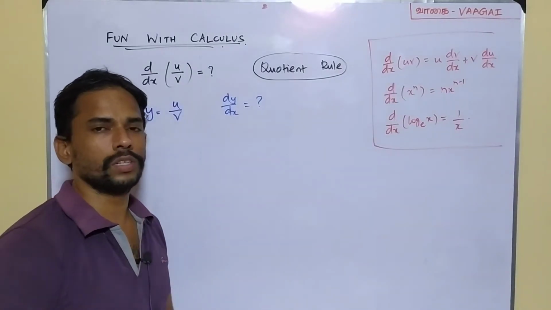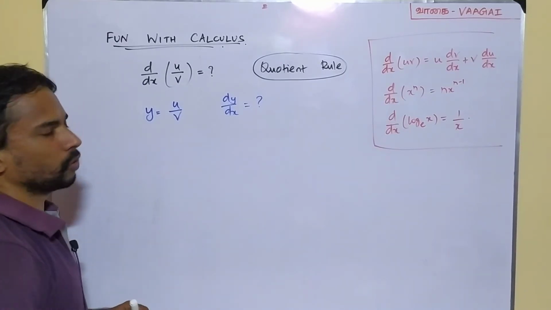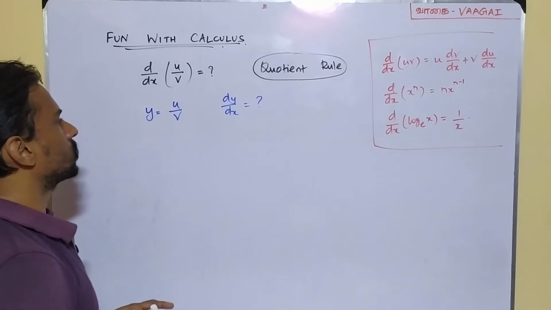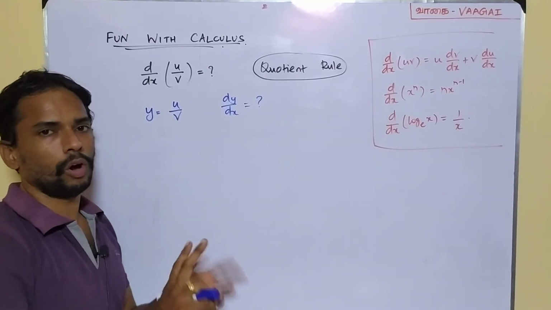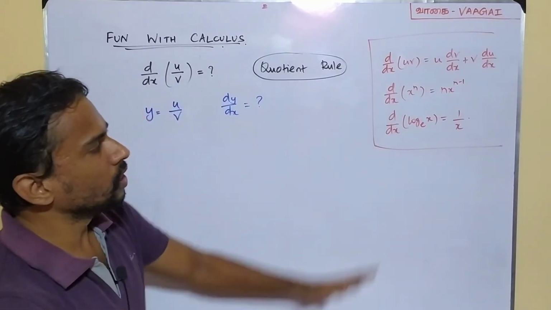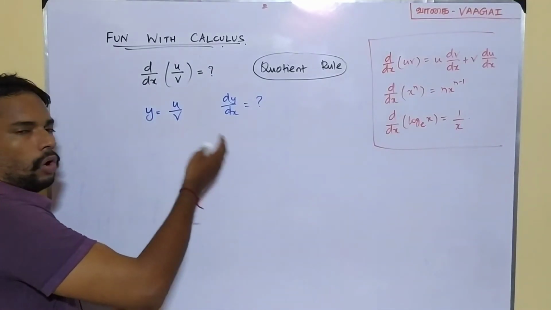Now the third approach, this is going to be a very cool approach, the last one. As usual, I'm going to start with y is equal to u by v. And now what I'm going to do is take logarithm on both sides, and hope you will be able to guess what we are going to do here. So I'm going to use this logarithm rule, right? Yes. So I'm going to take log on both the sides.